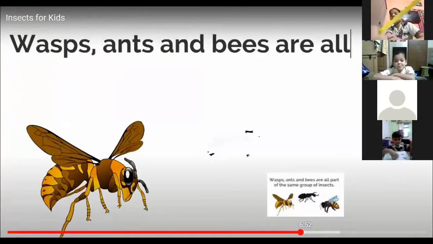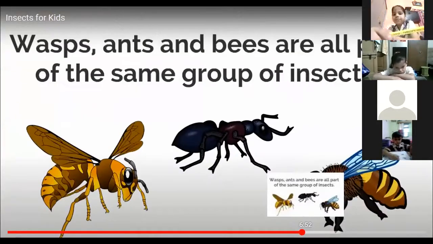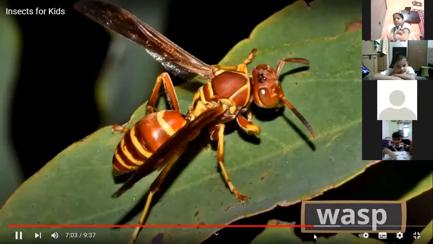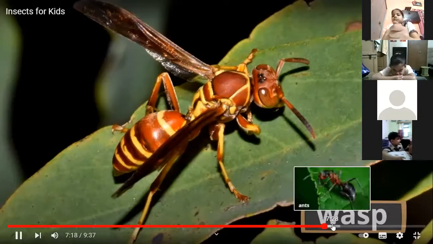Now, this is interesting. Wasps, ants, and bees are all part of the same group of insects. Wasps are very helpful to farmers because they control pests. Without wasps, much of our food supply would be ruined by other insects. If you see a wasp, make sure you leave them alone.